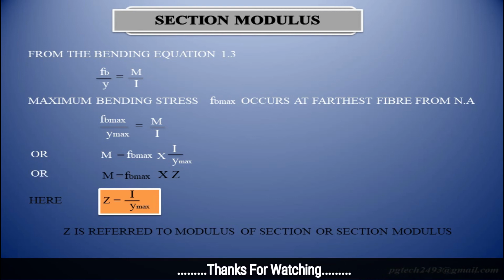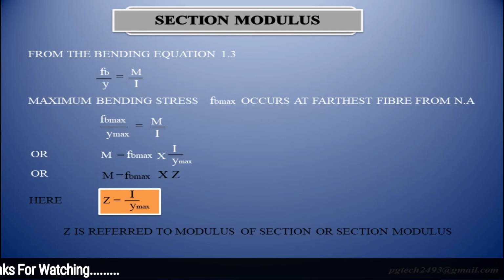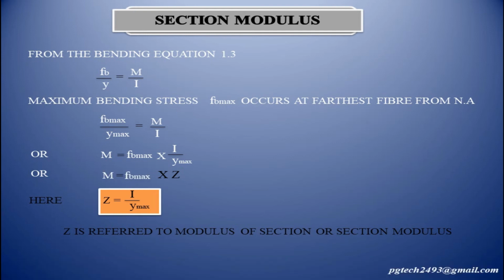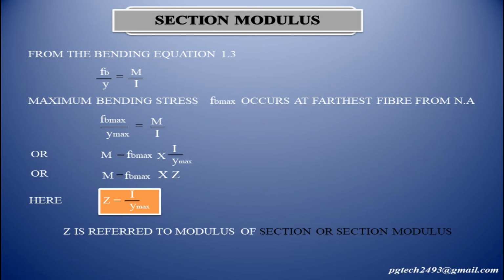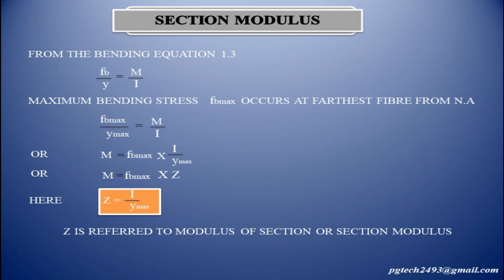So the equation becomes M equals Fb max into Z. Here Z equals I by Y max. Z is referred to as modulus of section or section modulus. Since Z is a geometrical property of the beam cross section, for a given material, the bending moment carrying capacity or the moment of resistance M will depend upon section modulus Z and in fact is directly proportional to it.